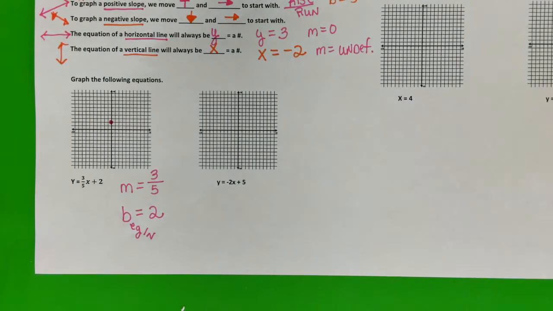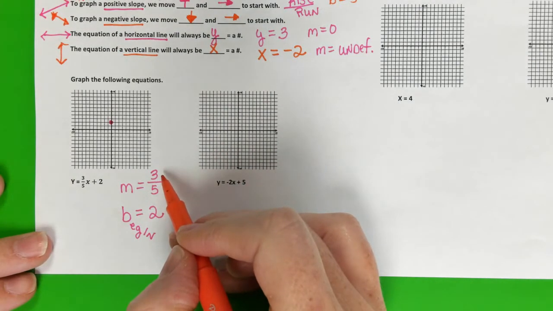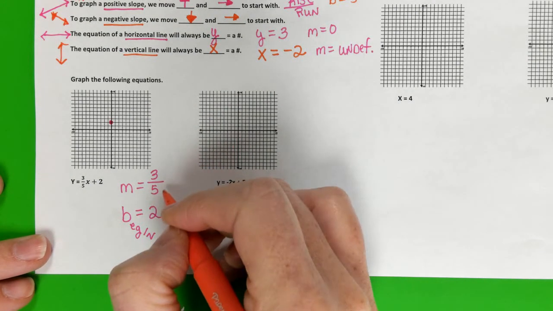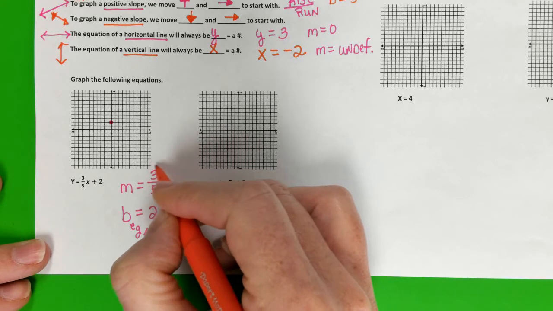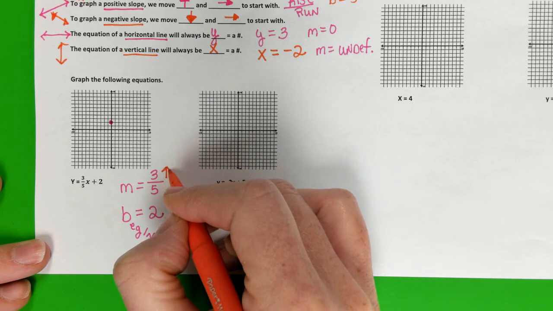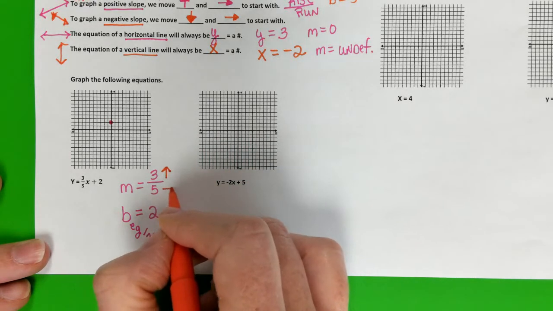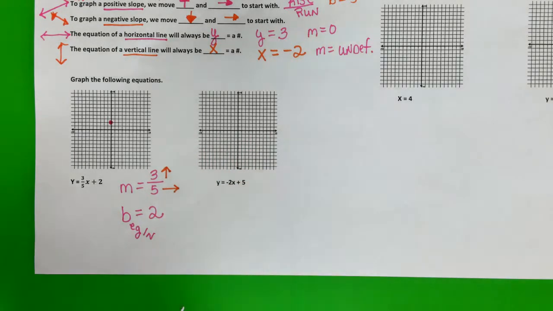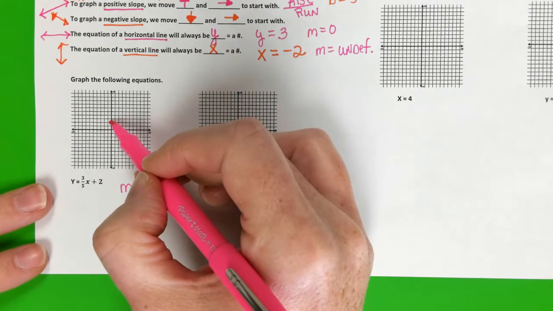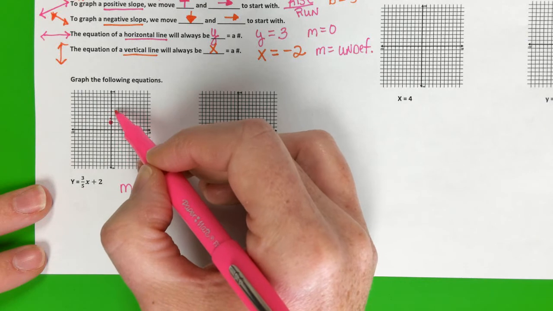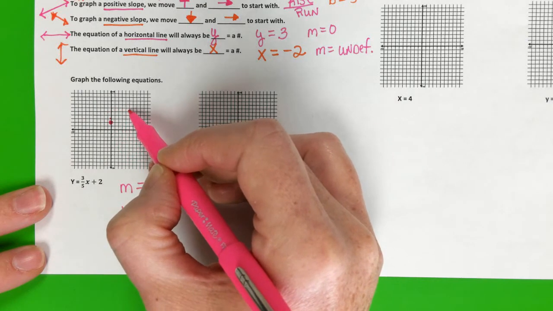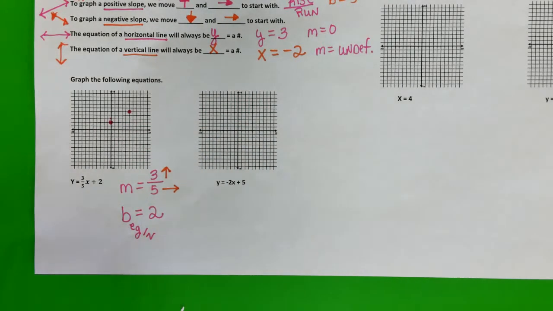And now my slope is 3/5. Remember, the top number tells us how our y's change, and our bottom number tells us how our x's change. So this is a +3, so we're going to move up 3 units, right 5 units. So from my y-intercept, I need to put my glasses on. I'm going to go up 3, right 5. 1, 2, 3, 4, 5. And I'm going to put a point. And then I'm going to do it again.